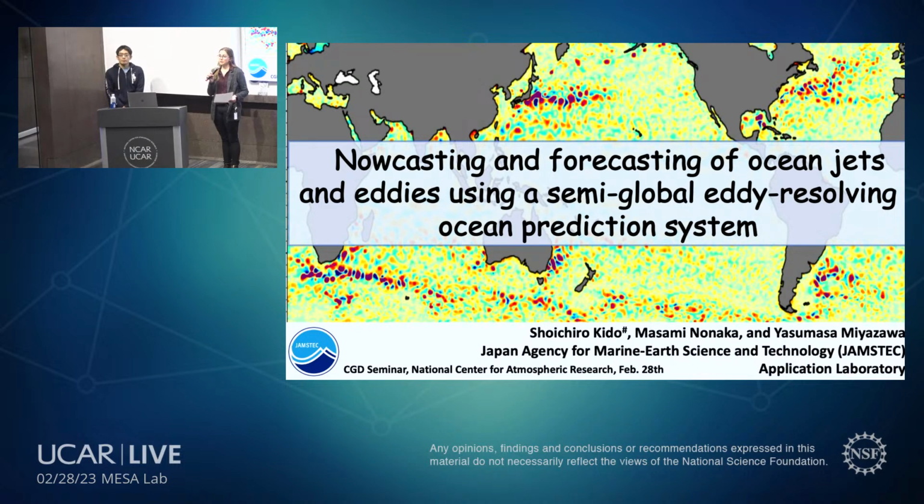Today it's my pleasure to introduce Dr. Shoichiro Kido, who's currently a postdoctoral researcher in the Applications Laboratory at the Japan Agency for Marine-Earth Science and Technology, also JAMSTEC. He holds a PhD, awarded in 2020 in Earth and Planetary Sciences from the University of Tokyo. Shoichiro is currently working with Dr. Masami Nonaka on research related to the variability of the tropical and extratropical ocean and atmosphere, and on ocean modeling and data assimilation. He'll be talking with us today on nowcasting and forecasting of ocean jets and eddies using a semi-global eddy-resolving ocean prediction system.